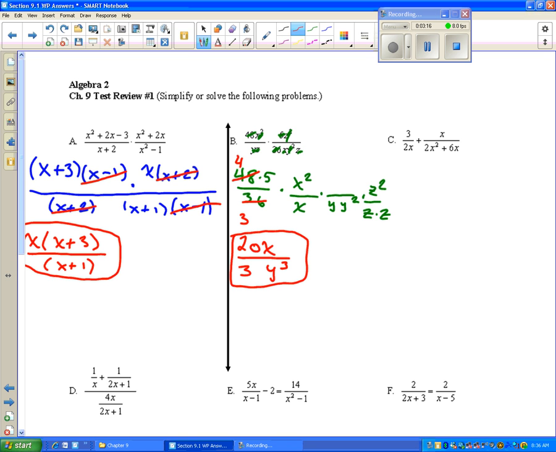All right, let's go ahead and do letter C. Letter C, I'm no longer multiplying. I'm now adding. So to add, I have to get a common denominator. And so I need to double check what that common denominator is. In my first fraction, 2x is my denominator. My second fraction, I can factor as 2x times x plus 3. So my LCD is going to be 2x times x plus 3.